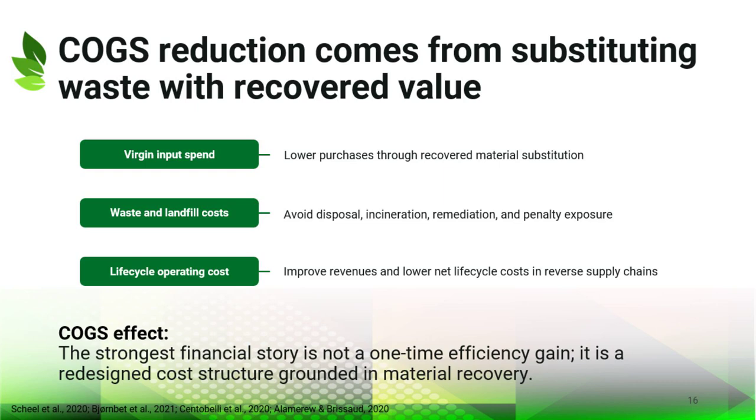The strongest cost story is not a one-time saving. It is a structural change in how the firm sources value. When materials circulate at high quality, waste becomes a recoverable input rather than a disposal problem. That changes procurement, operations, and risk management at the same time. Use COGS to make the financial impact concrete for operational leaders today.